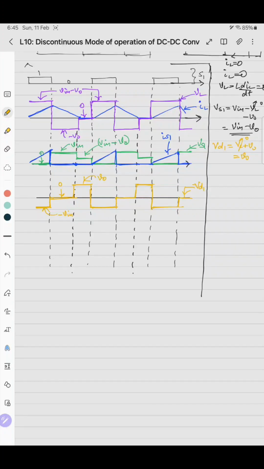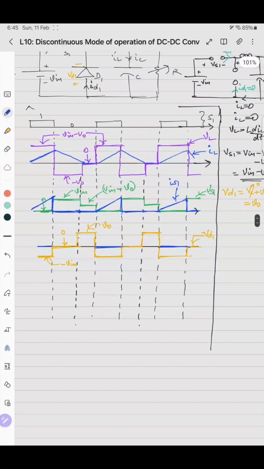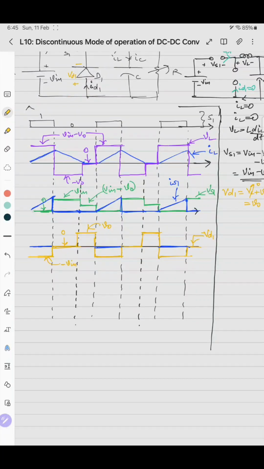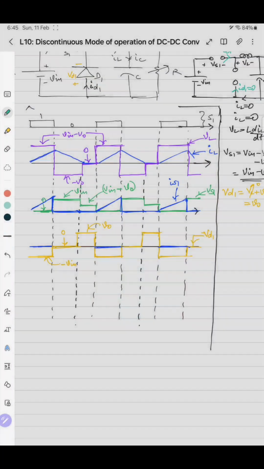This waveform belongs to VD1. Now we'll draw the current through the diode, which is ID1. If the switch is on, the current in the diode is 0. So here we'll draw this as 0. This we can further extend to the left side. Similarly, this waveform we can extend toward the left side.